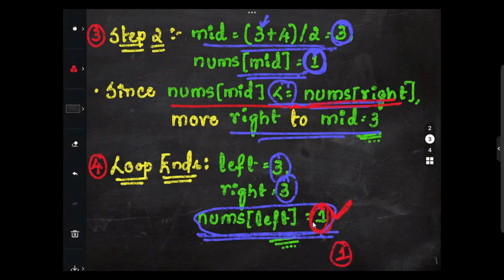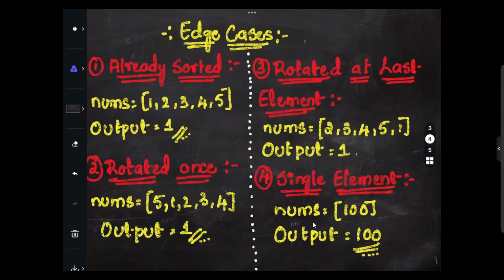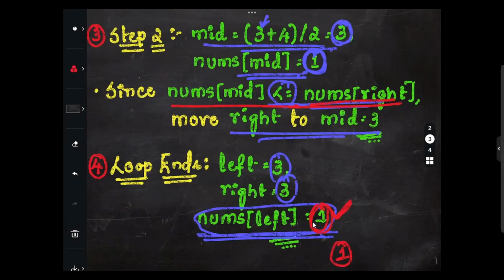The value that we got here is 1, and the answer that they've given for example 1 is also 1. So this matches the output that they have given for example 1. Our output matches the output given in the question, so the approach works absolutely correctly in this case.